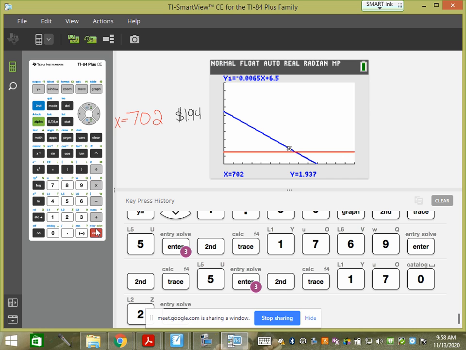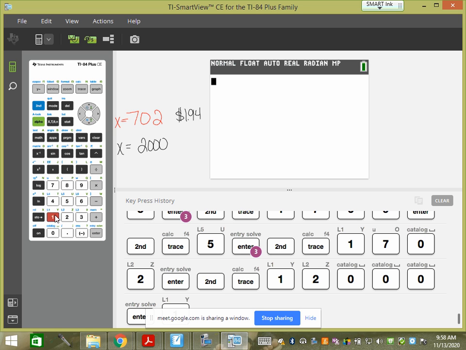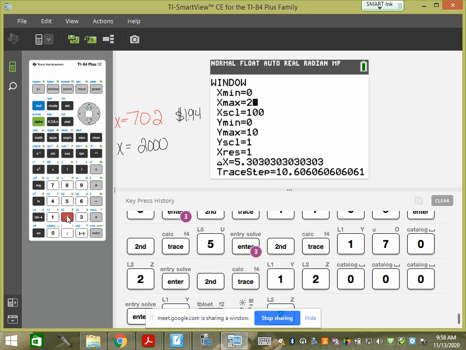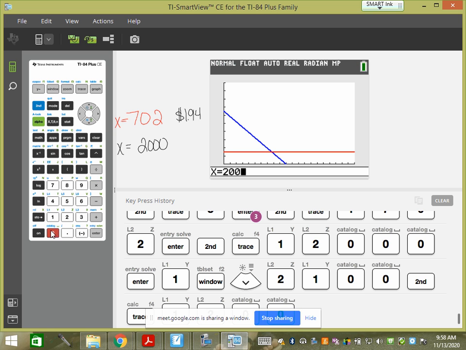Now, what happens if I asked you, how much would it cost me if I bought 2,000 shirts? Did I give you X or Y? I gave you X. If we go second trace, value, 2,000, it's going to error. Why? Because my X max currently is 1,400, so it can't see it. I'm going to make it 2,100 so I can see it. Second trace, value, 2,000.